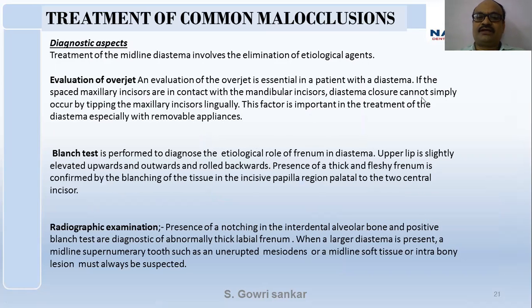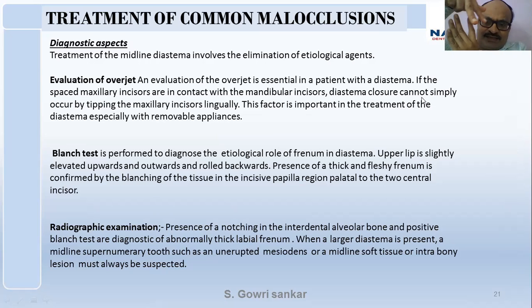So how do you diagnose it? The diagnosis is straightforward. We can see it on the patient's face itself whether he has a diastema or not. But we have to find out the etiological agent. Many etiological agents we have discussed. So the important aspect of the treatment planning of midline diastema is to remove the etiology. Not only this, for any malocclusion we treat, we have to remove the etiological agent first. So we have to have a thorough search to find out the cause of midline diastema. And there should be proper overjet to correct the midline diastema.